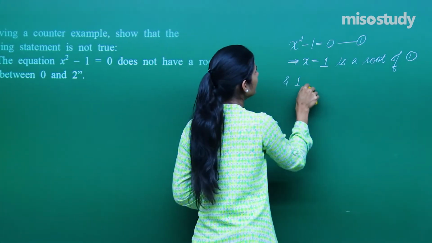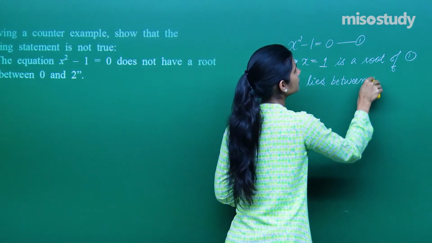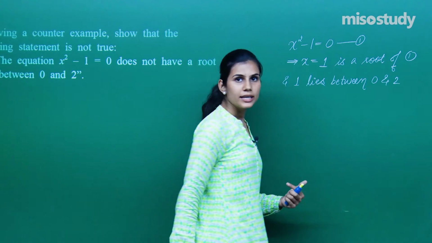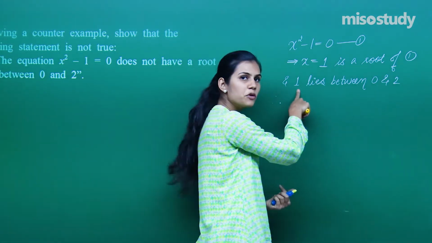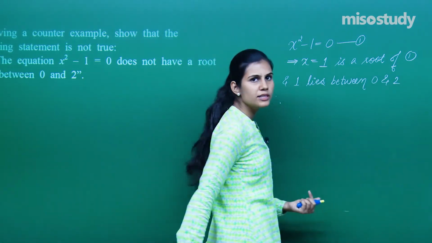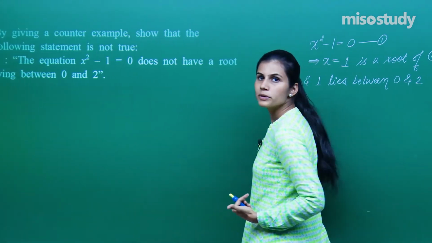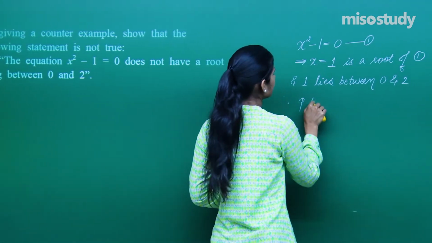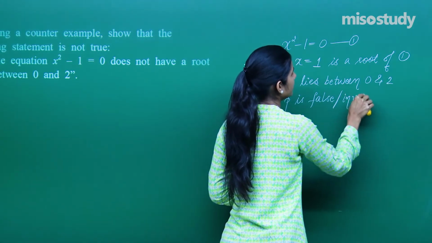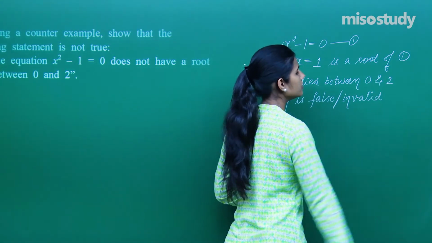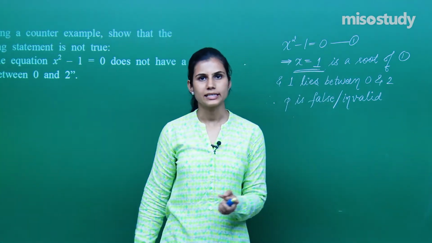And 1 lies between 0 and 2, isn't it? 1 strictly lies between 0 and 2. Therefore, I have got a root of this equation x square minus 1 equals 0, which is lying between 0 and 2. So this statement is false, which is saying that this equation does not have even one root between 0 and 2. So therefore, P is false, or you can write it is invalid. Is it clear? And that's my counter example. X equals 1 is my counter example.